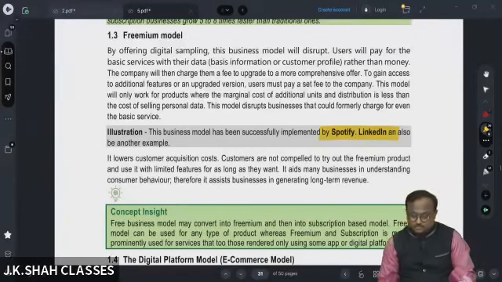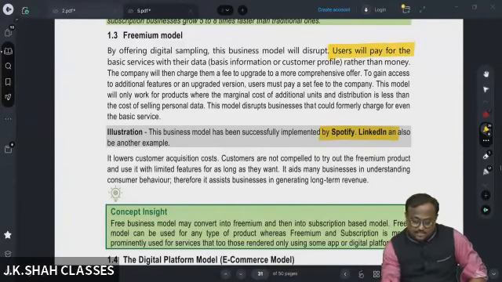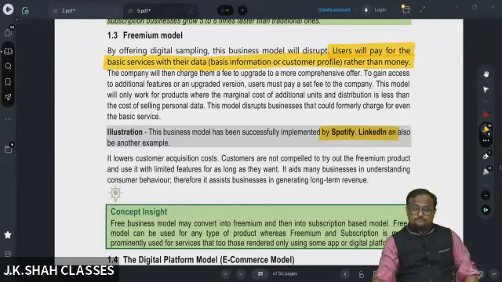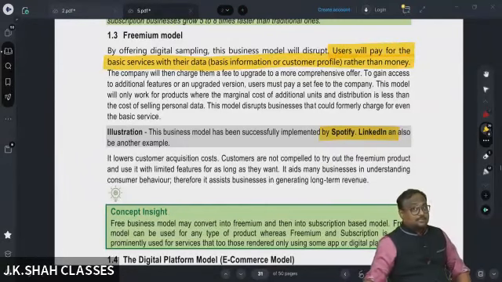Freemium is what? Users will pay for the basic service with their data rather than money. Data means your information.